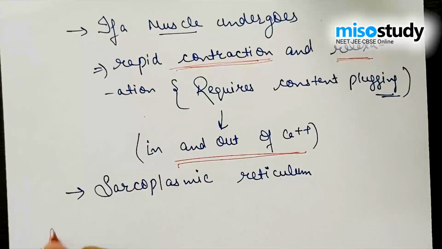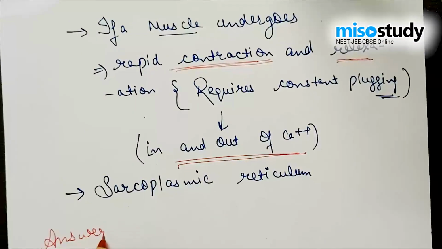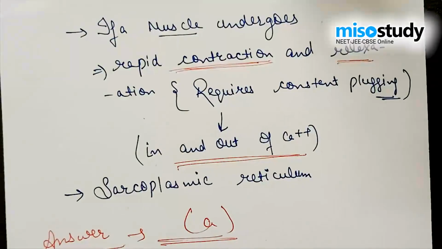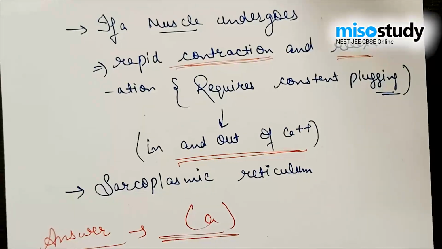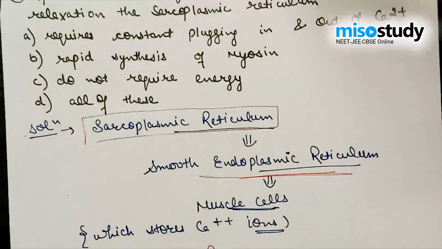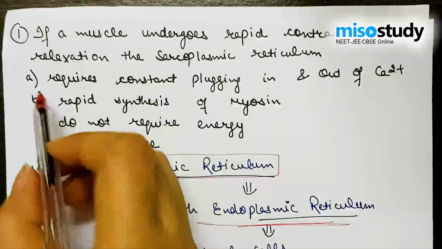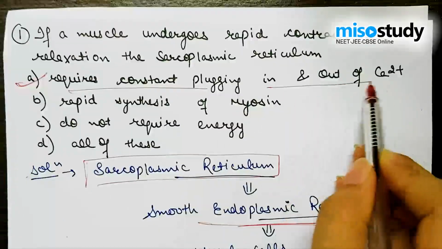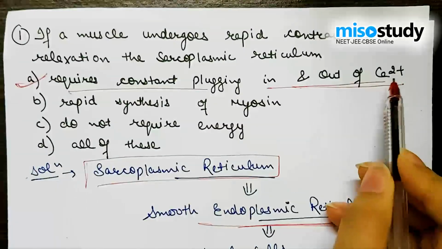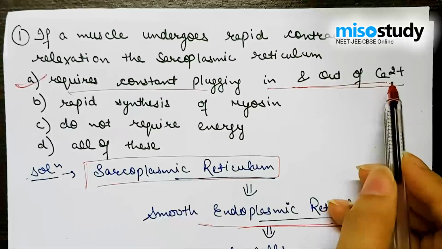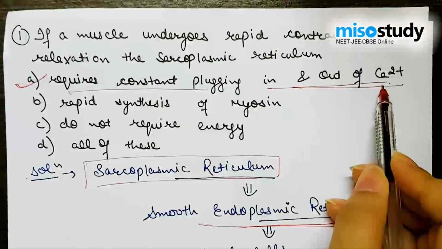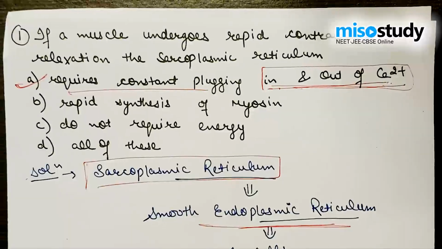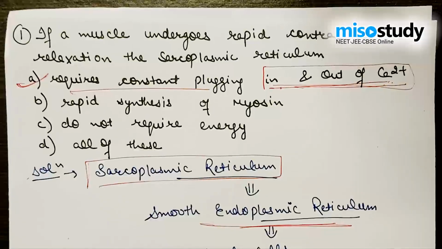So according to the discussion, the right answer for the question is option A. Let's mark the right one. Option A mentions requires constant plugging in and out of calcium 2+ ions. Yes, we discussed both processes, contraction and relaxation. So this is all about question 1.